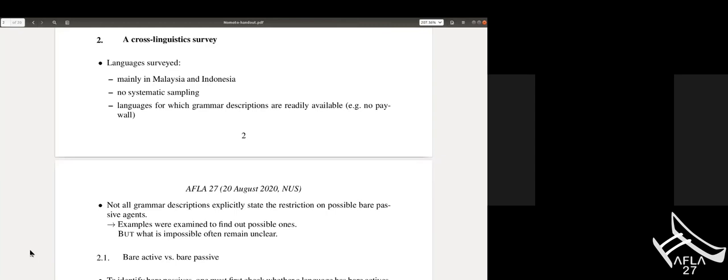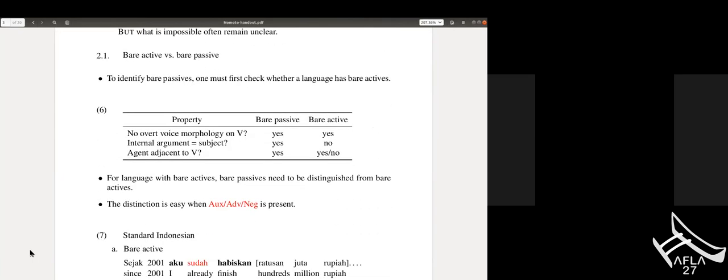Before moving on to bare passives, I want to draw your attention to the distinction between bare active and bare passive, because to identify bare passives, you first need to check whether a language has bare actives. Bare actives are active clauses, but they sometimes look like bare passives when the agent is adjacent to the verb. So for languages with bare actives, bare passives need to be distinguished from bare actives.